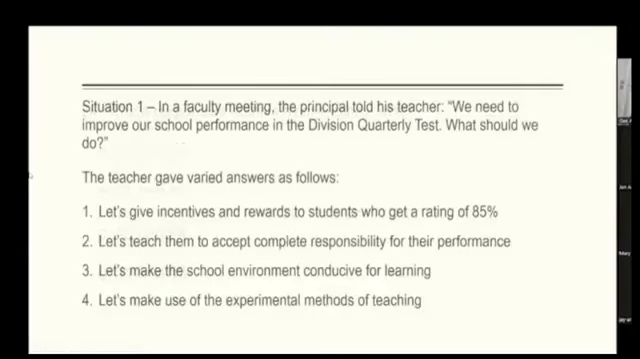How about this one? Let's teach them to accept complete responsibility for their performance. So what does this imply? This is all about the existentialist view, no? It's to accept that everything happens under your control. And how about let's make use of the experimental methods of teaching? So this is the progressive way, or the progressivist view. Experimental methods.